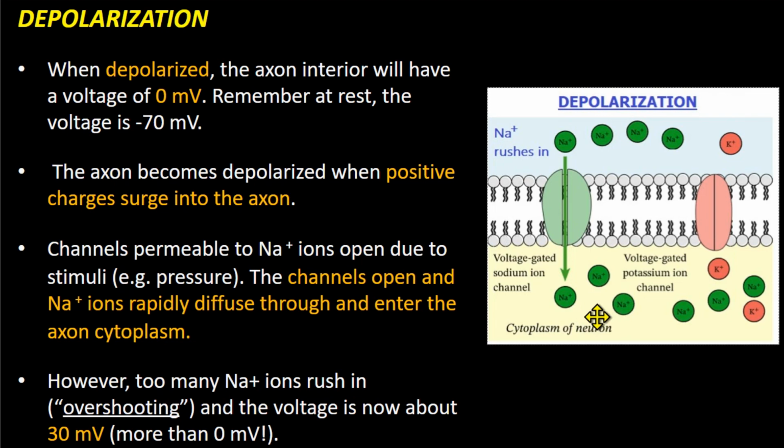Now there's a problem here. What happens is that when this gate opens, too many sodium ions end up rushing in. So now it's not going to be 0, it's going to be slightly positive. The voltage is now about 30 millivolts, which is more than 0 millivolts. That is called overshooting. Too many sodium ions end up rushing in and instead of being neutral, it becomes slightly positively charged.